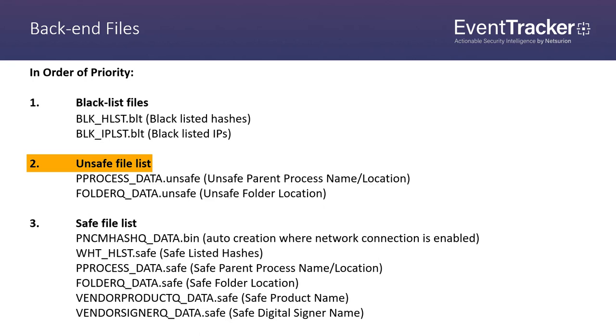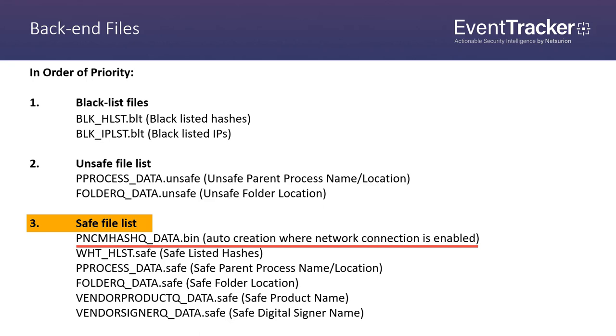On the other hand, when a specific folder location is added for monitoring, if any process launches from that particular unsafe folder, it will be terminated. And finally, based on the priority, it will consider the safe list, which will also include the product or signer.